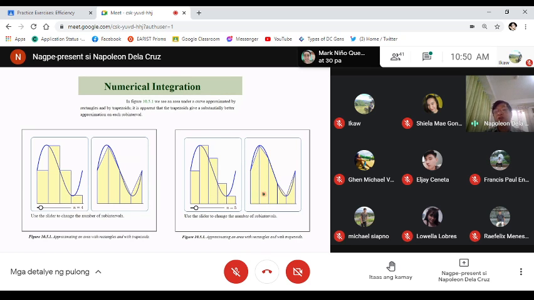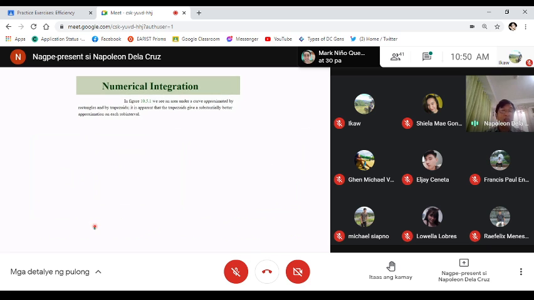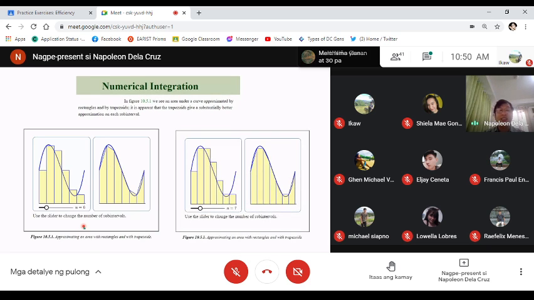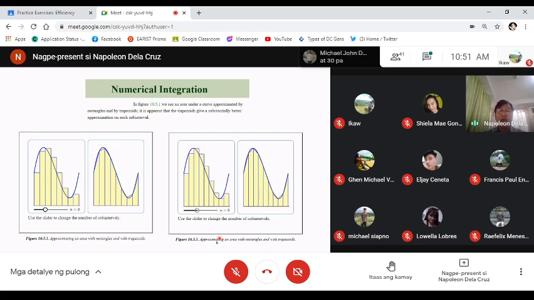Using rectangle, using trapezoid. Tignan nga natin pag 5 at 6 at 7. Yan ang itsura niya kapag ang n is 6, sorry. At ito ay 7. Okay? Mas nagiging accurate siya. Tignan nga natin ang 8 at 9. Tignan ninyo, mas nagiging accurate. Mas nagiging fit doon sa area under the curve.